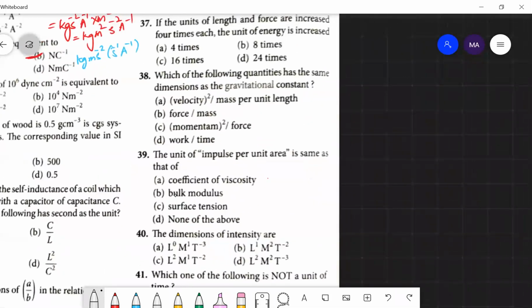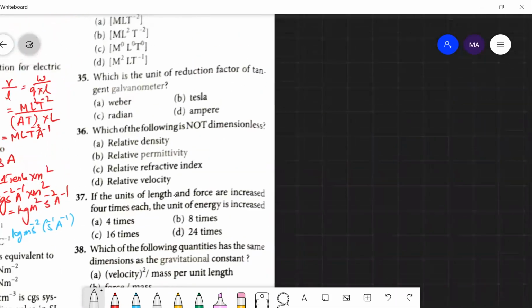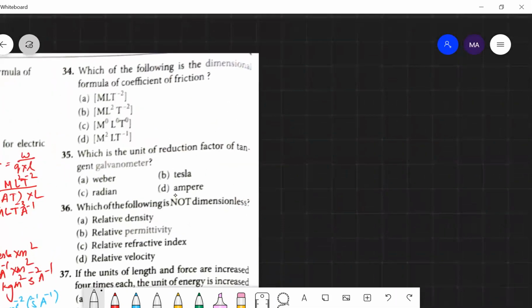Chalo, 33 is over. 34, if I'm going for right now for this one: which of the following is the dimensional formula for the coefficient of friction? Coefficient of friction is a constant, so it doesn't have any unit. So it should be equal to how much? M0 L0 T0, because mu is equal to frictional force divided by the normal reaction.